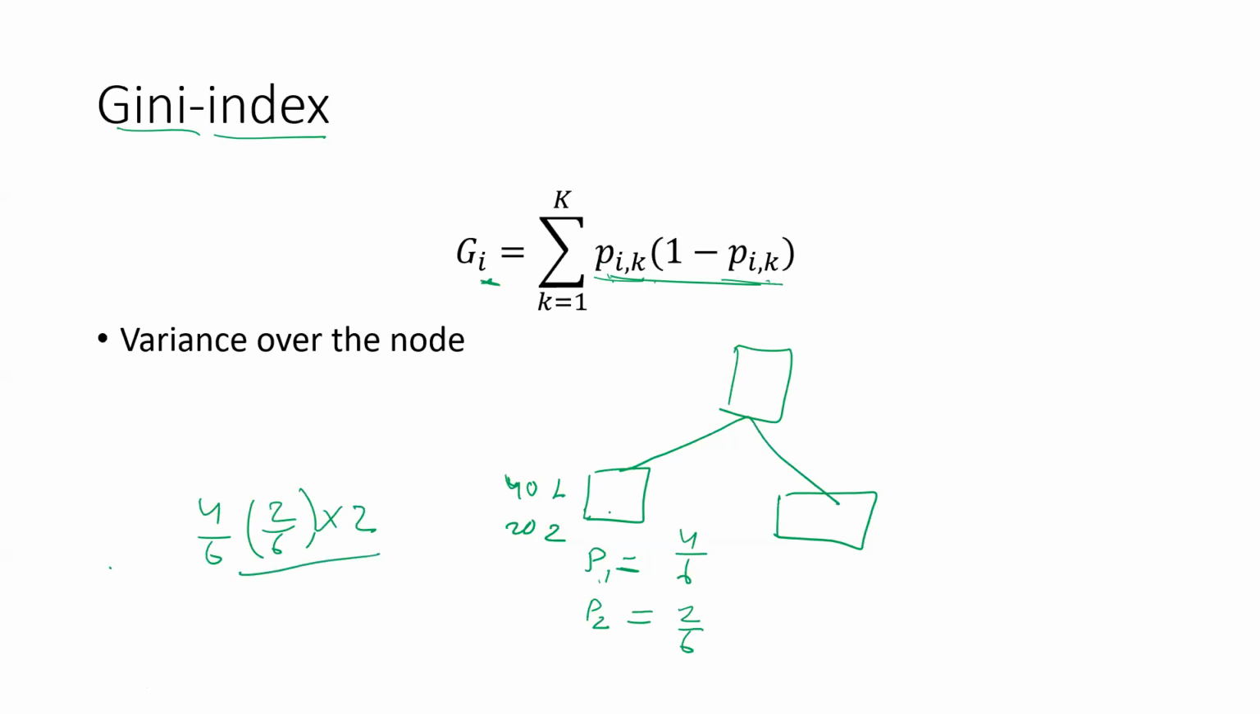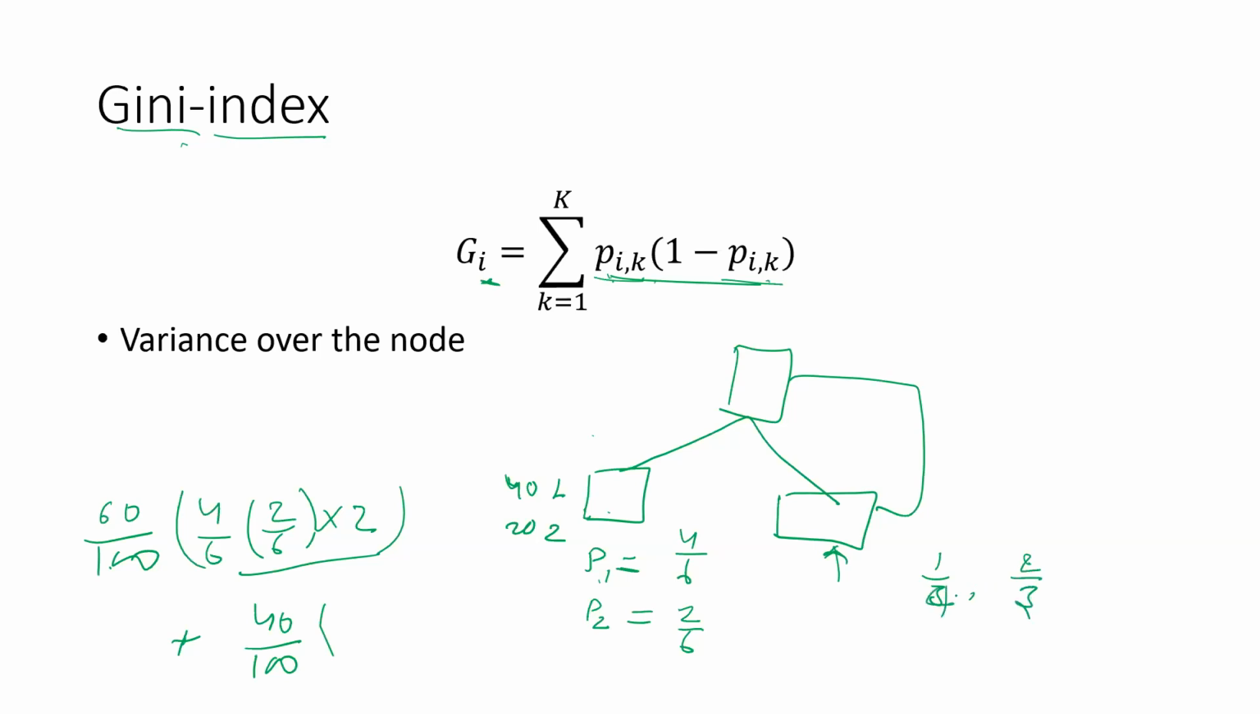Similarly, you can find the Gini index for this node. And what will be the overall Gini index of this split? It is just the weighted sum. Here it was 60 examples, so the weight is going to be 60 by 100. Similarly, 40 by 100 for this node. This is the weight, and what is going to be the Gini index here? It will be 1 by 3 and 2 by 3 was the proportion, right? No, 1 by 4 and 3 by 4.